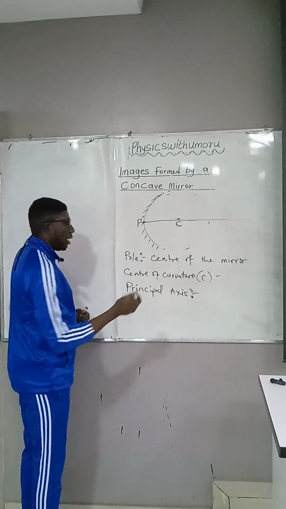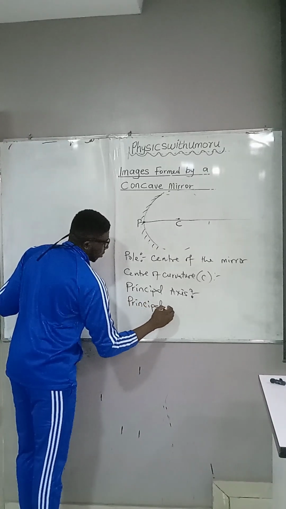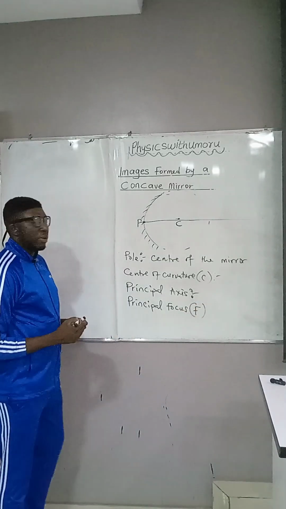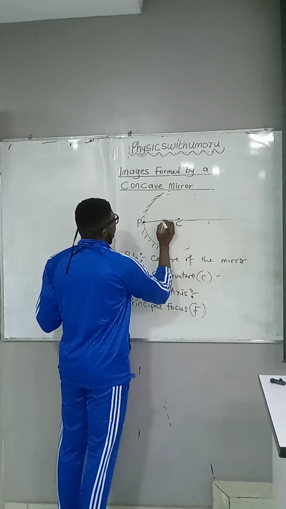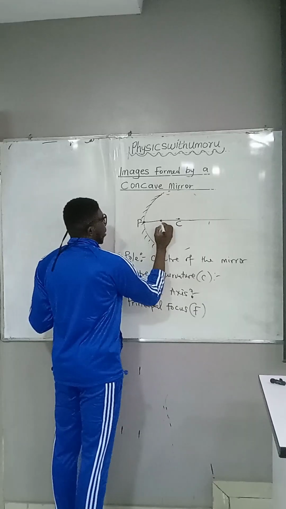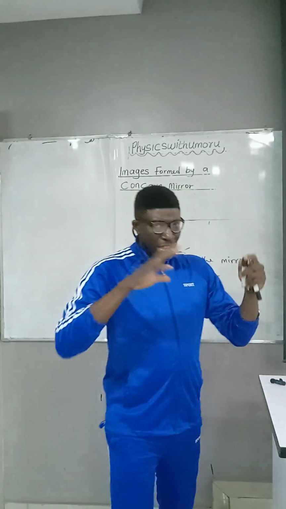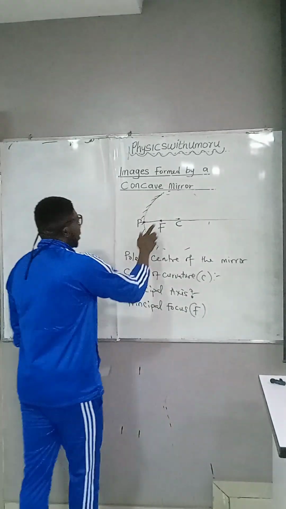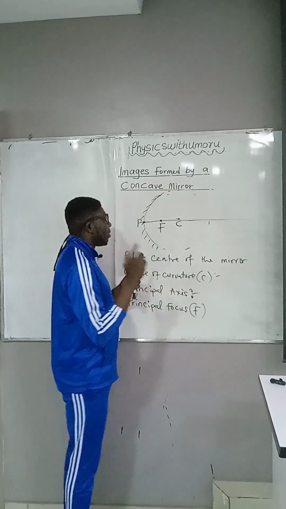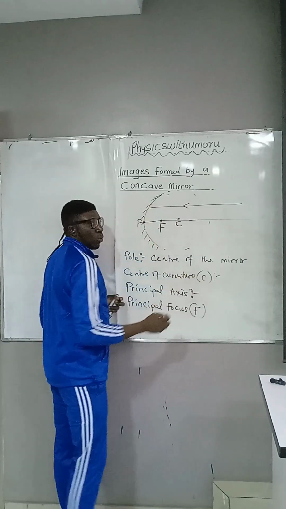Now the next is the point we call the principal focus. Let me use big F to represent this. The principal focus is just like a point in between the pole and the center of curvature. So let me call here the principal focus. Now the principal focus of a curved mirror represents a point on the principal axis where rays that are parallel, any ray that is parallel to this principal axis, will have to pass through when reflected.